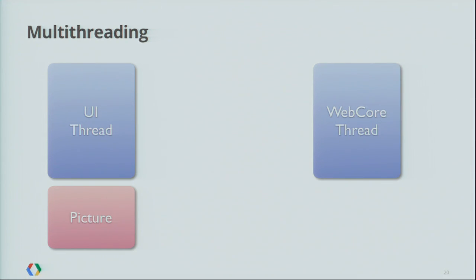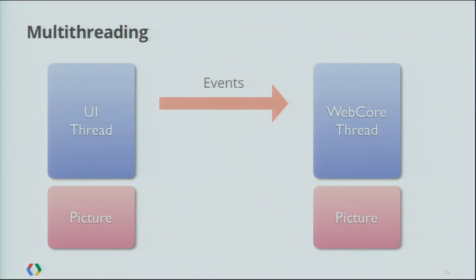So, that's basically what it is, right? We've got two different threads, the web core thread and the UI thread. We have a picture that we use on the UI thread to render the page on screen. So if we send an event from the UI, like a scroll gesture or a flick gesture or something like that, we send it to the web core thread. Web core will generate a new picture, send the picture to us. We can then use that one to show the new content to the user.